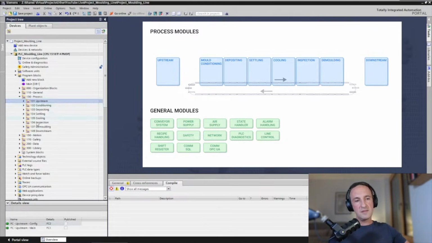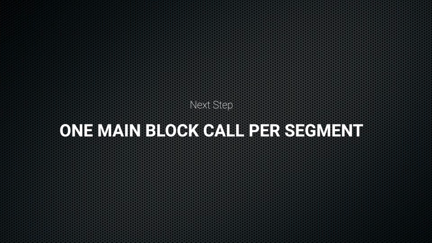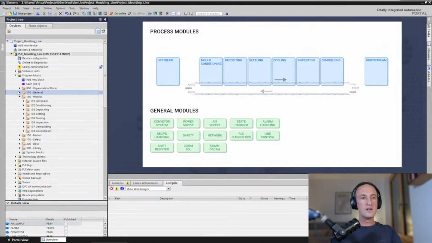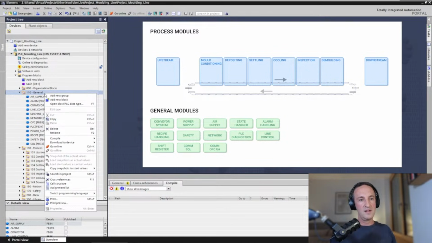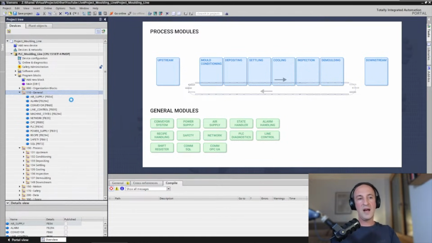And after this, another important step is for each segment, the general segment, the process segment, the motion segment, and the safety segment, I would just have one block call that would call the different modules under that section. So here under the general, we have air supply, alarm conveyor, line control, machine states. Those different blocks need to be called from somewhere. I'm not going to call them directly in the OB1, but what I'm going to do is add a new block.